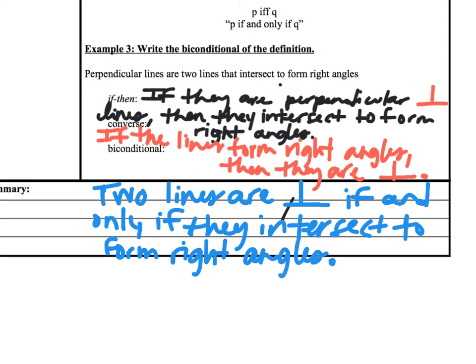So this is the biconditional. The converse is in red, and the if-then is in black. Sometimes instead of seeing "if and only if," you're going to see it written as IFF, again to shorten what to say, because we don't want to write it out every single time.